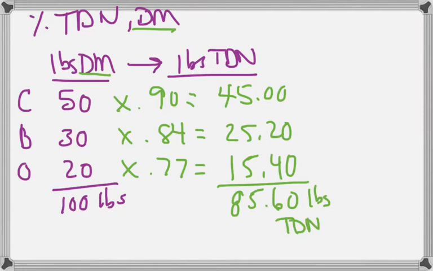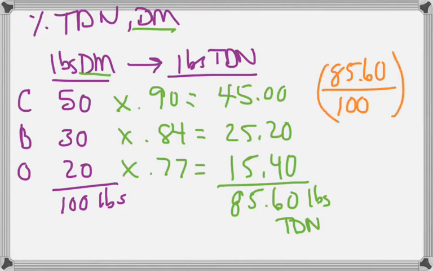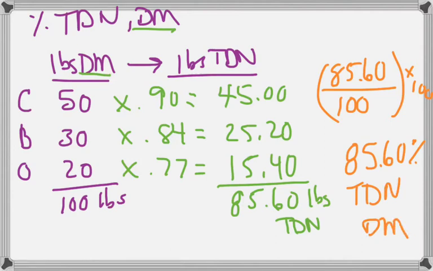So now we can do our percentage just like we did on the previous slide. We can figure out that we have 85.60 out of 100. If we multiply that times 100, I'm running out of edge there, even though you notice it's actually out of 100, we wind up discovering that we have 85.60% TDN on a dry matter basis.